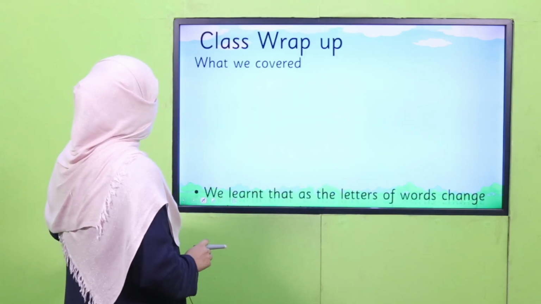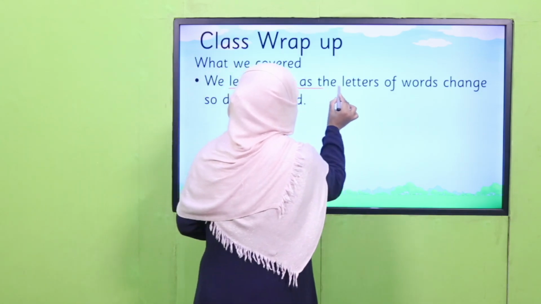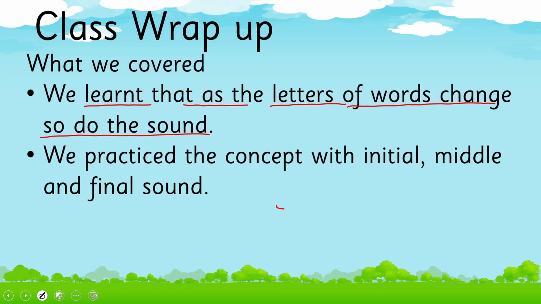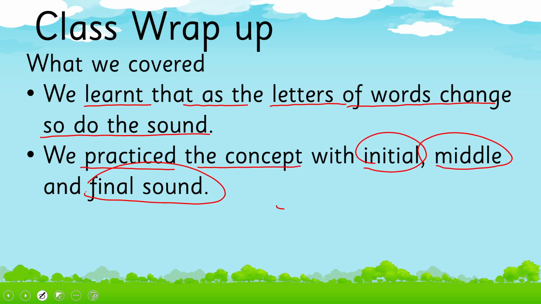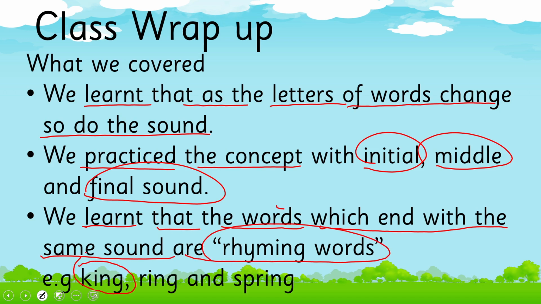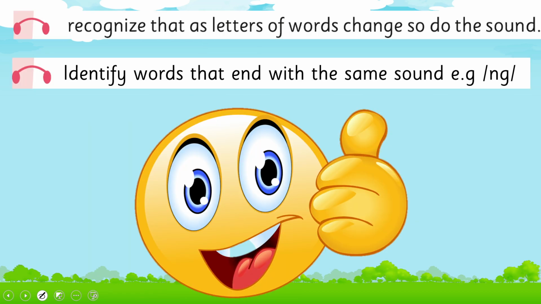And that's it, what we have learned today. We learned that as the letters of words change, so does the sound. We practiced the concept with initial, middle and final sound, and we learned that the words which end with the same sound are rhyming words. The example is king, ring, spring, right? So in this way we achieved today's SLOs, which are to recognize that as the letters of words change, so does the sound, and to identify words that end with the same sound, ng.